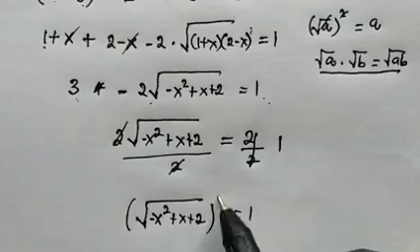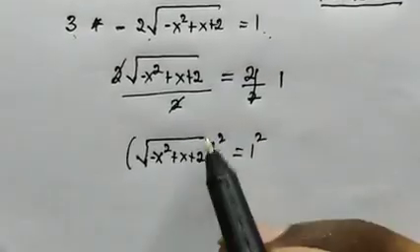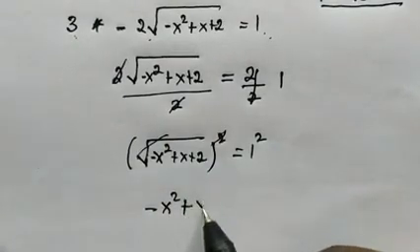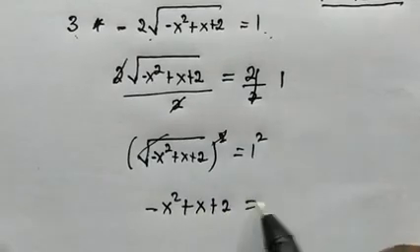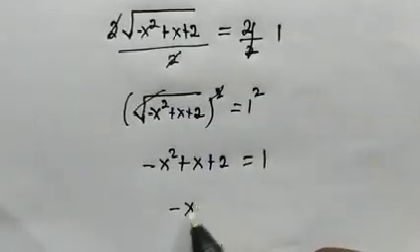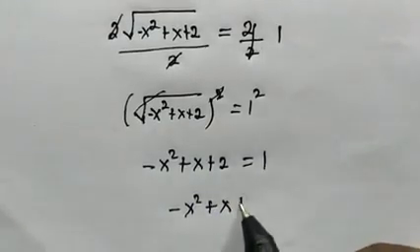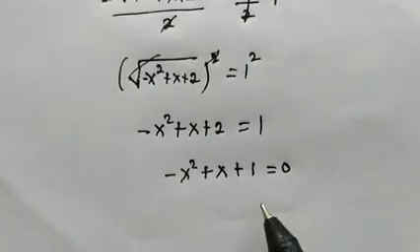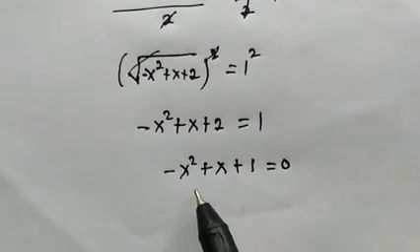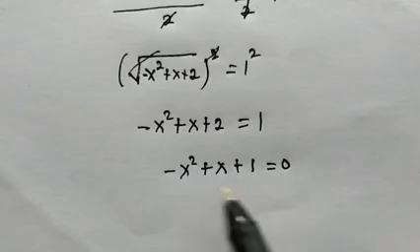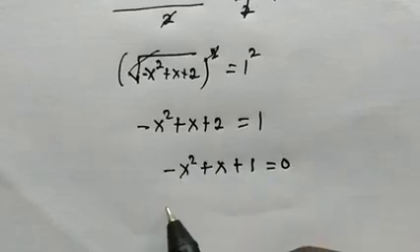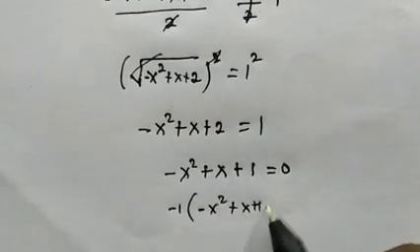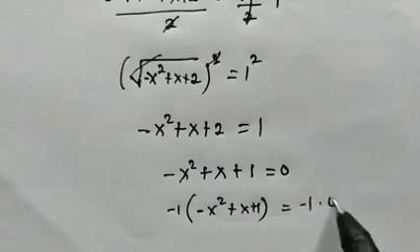Now let us square both sides. So this will cancel this. So we have negative x squared plus x plus 2 is equal to 1 squared, which is 1. Negative x squared plus x plus 2 minus 1, that will give us 1. This is equal to 0. Now, what do we do from here? So let us multiply both sides of this equation by -1. So this is minus x squared plus x plus 1. This is equal to -1 multiplied by 0.